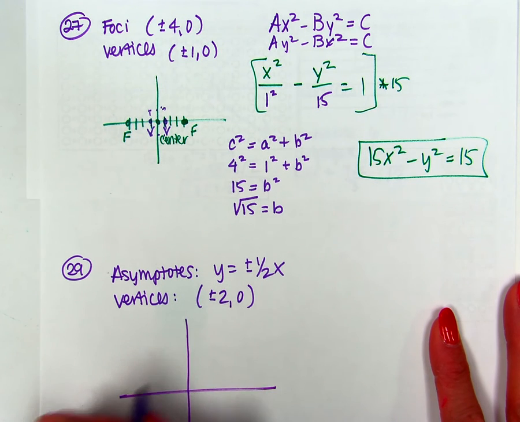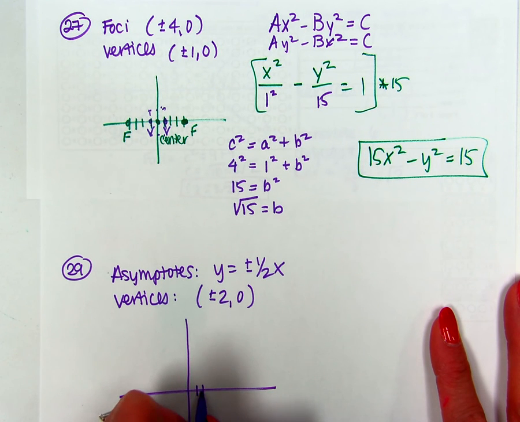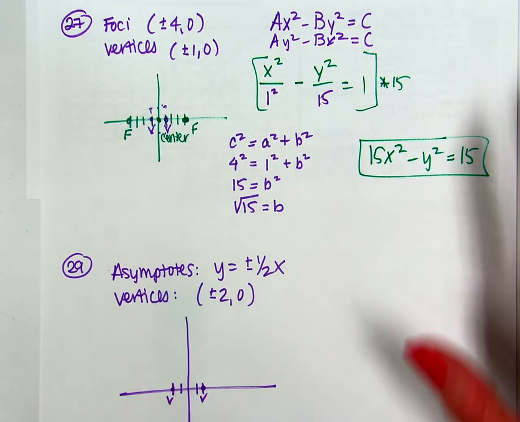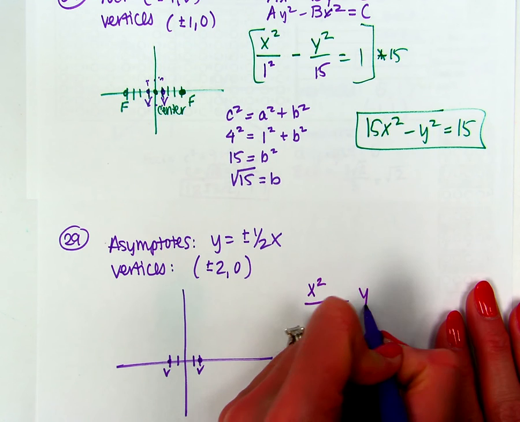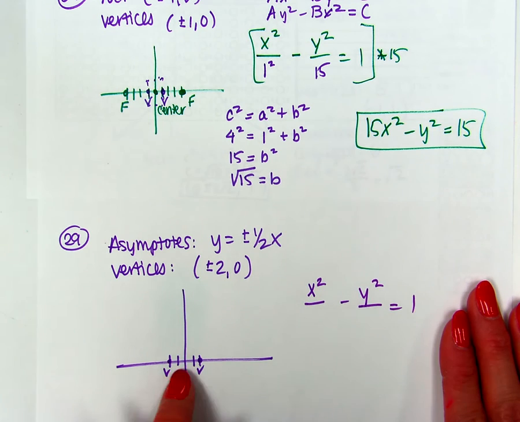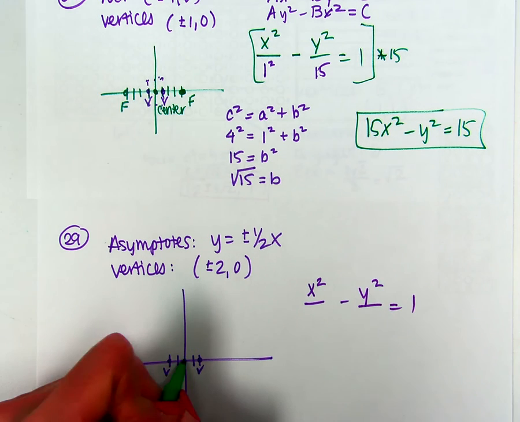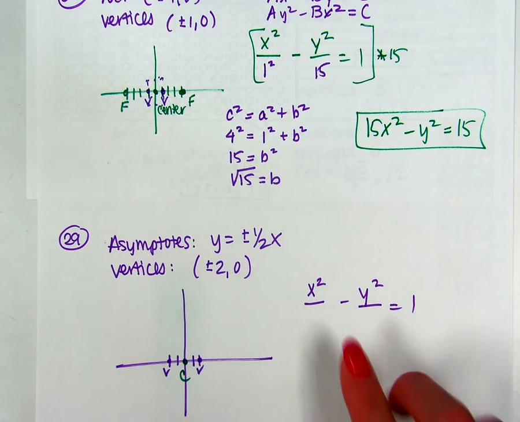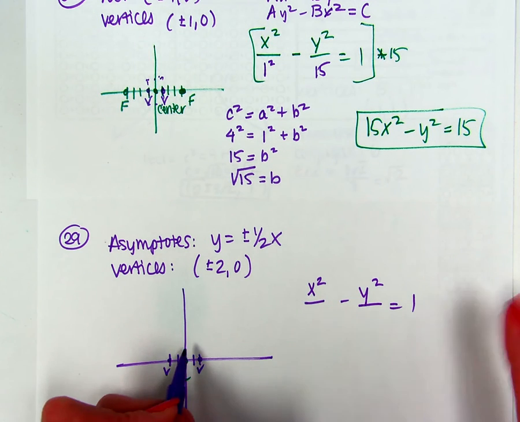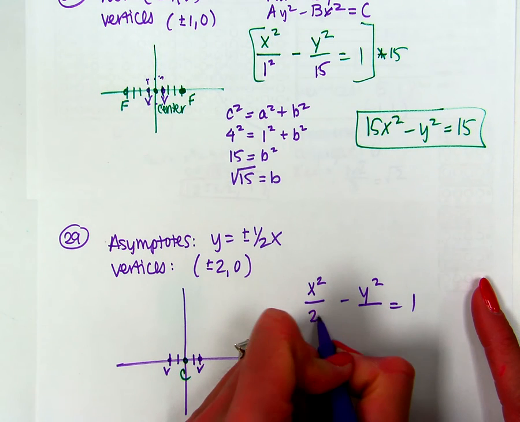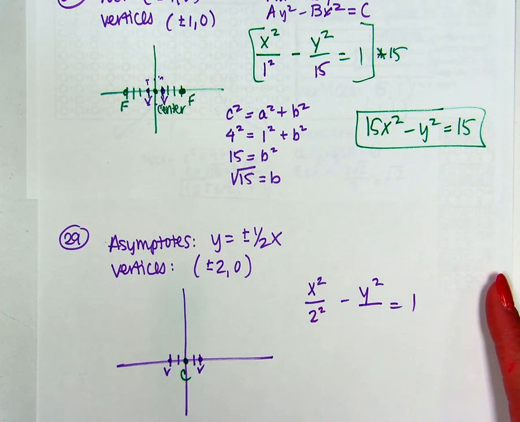All right, so I'm going to start with my vertices, actually. They're at 2, 0, and negative 2, 0. So I know that has to be the endpoints of my transverse axis. So I know that I have to start with an x squared. And since my center has to be halfway in the middle, my center is at the origin, so I'm not going to add or subtract any numbers there. I know that it's 2 in each direction, so that's going to be 2 squared under my x's.